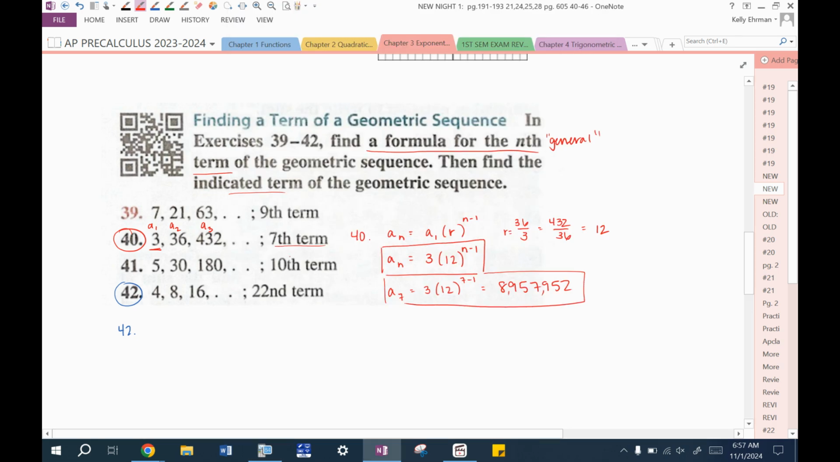Now, the 7th term is not too far off, so you could also keep track and be like, okay, multiply this by 12, multiply that by 12, multiply that by 12. But if you have to find the 22nd term, you might just want to use the formula.